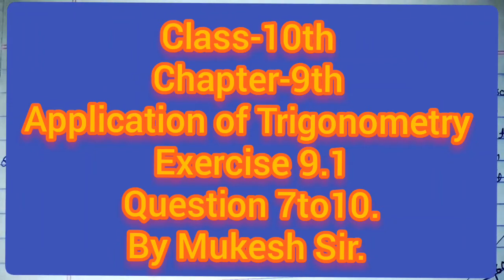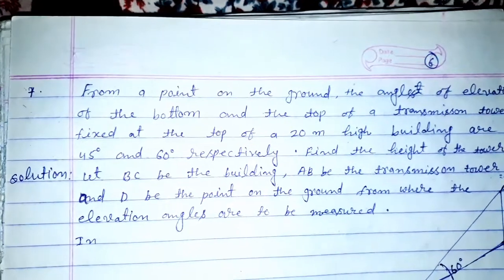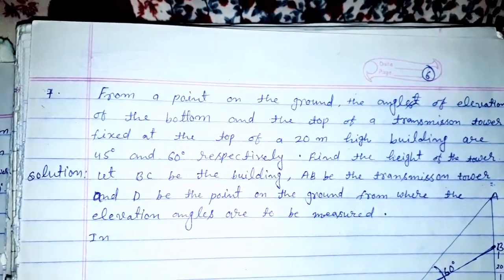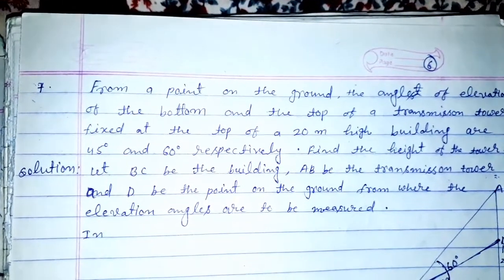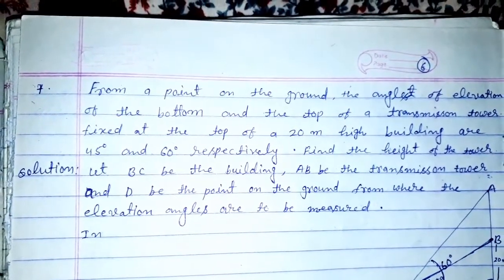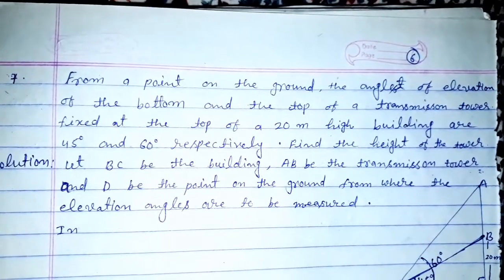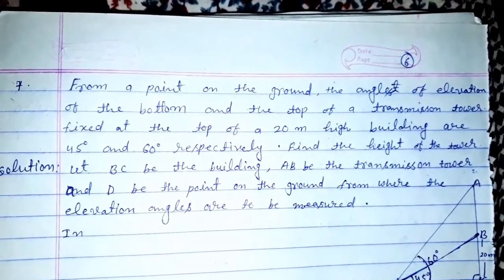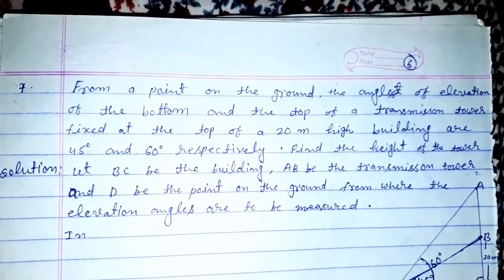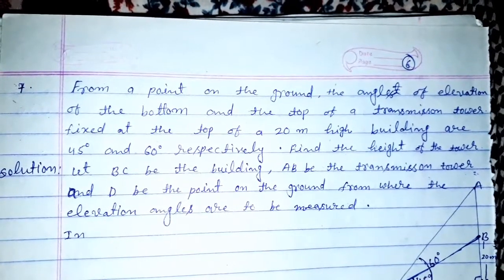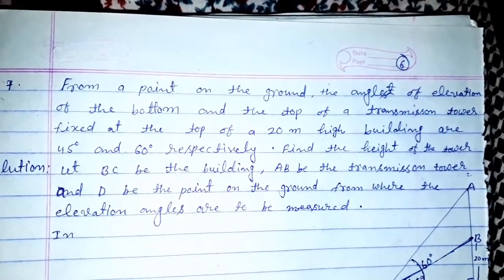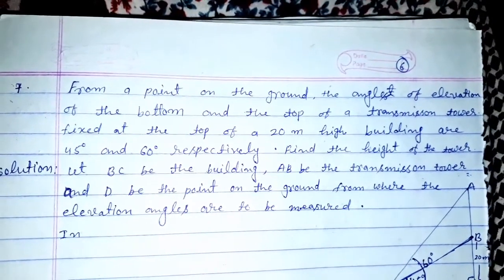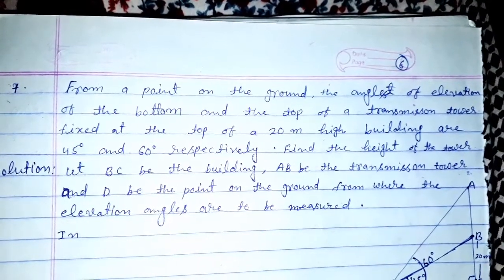Good morning, everybody. Today we will discuss question number 7 of exercise 9.1. The question is: from a point on the ground, the angles of elevation of the bottom and top of a transmission tower fixed at the top of a 20-meter height building are 45 degrees and 60 degrees respectively. Find the height of the tower.